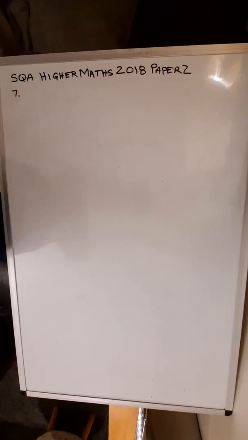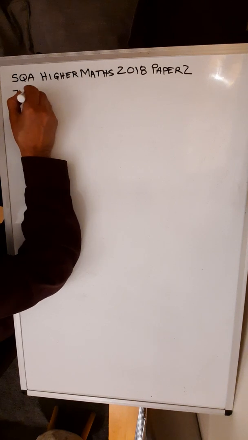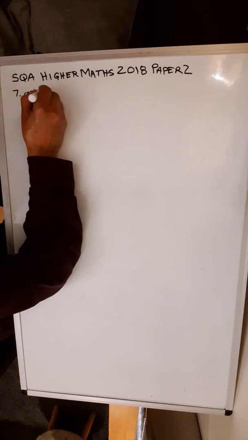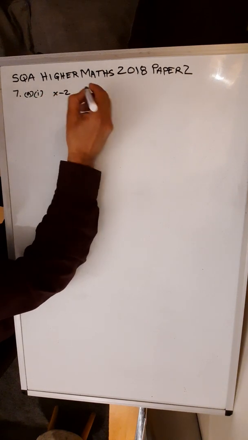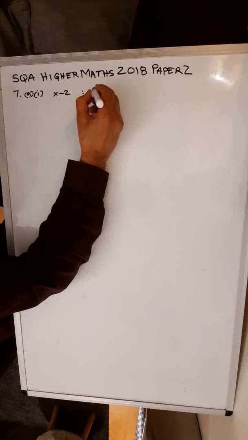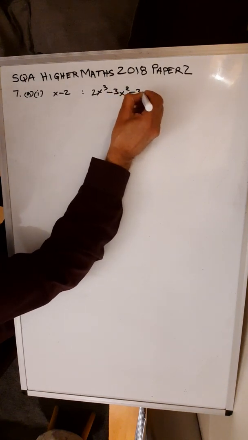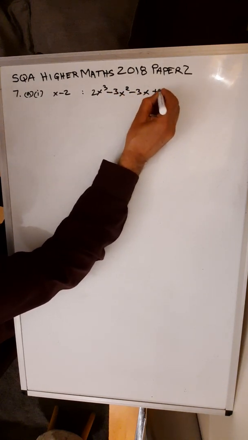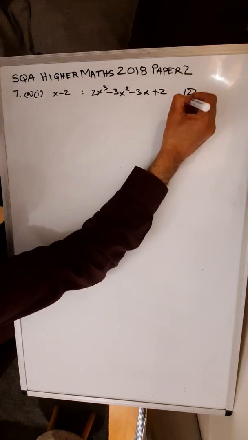SQA Higher Maths 2018 Paper 2 question number 7 Part A 1. Show that x minus 2 is a factor of 2x cubed minus 3x squared minus 3x plus 2. You're going to use synthetic division here. This will be for 2 marks.